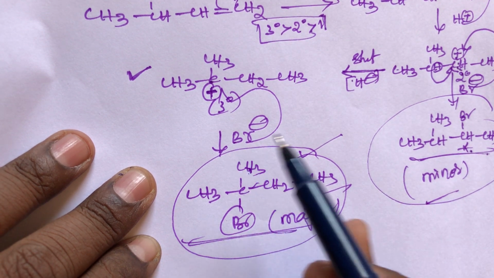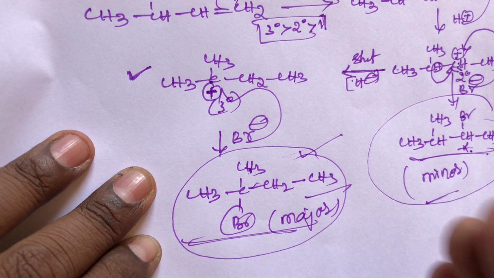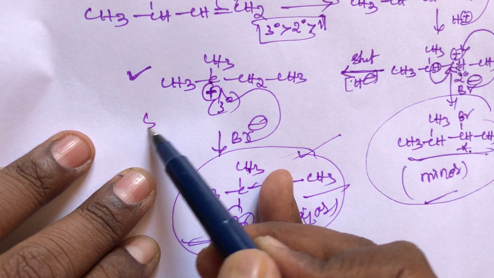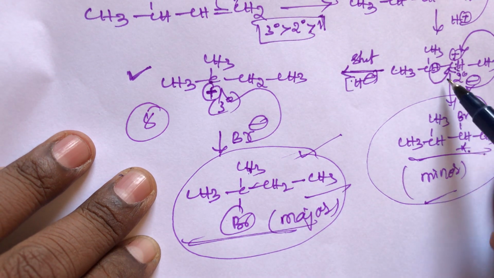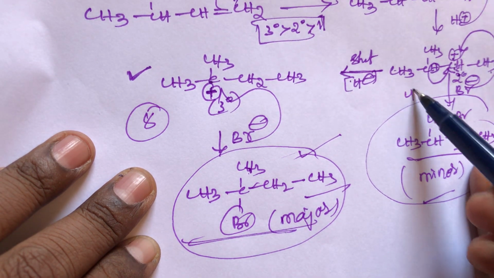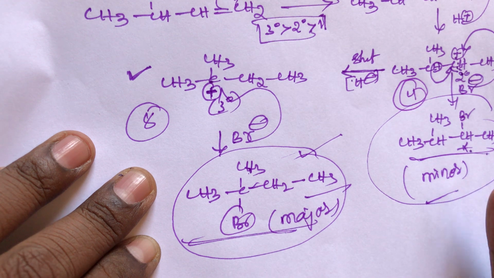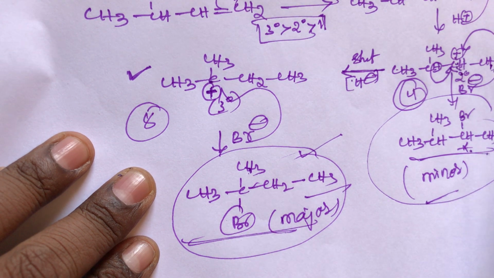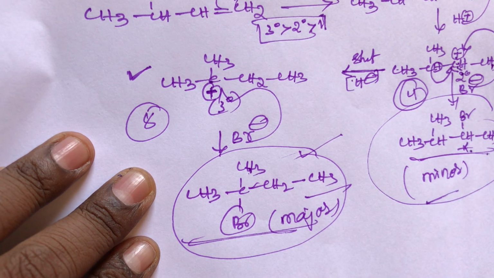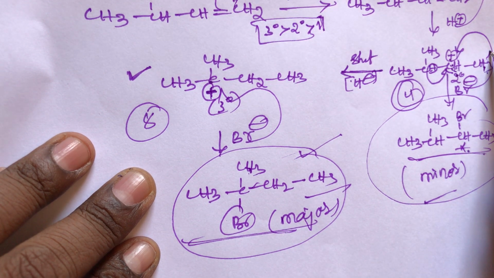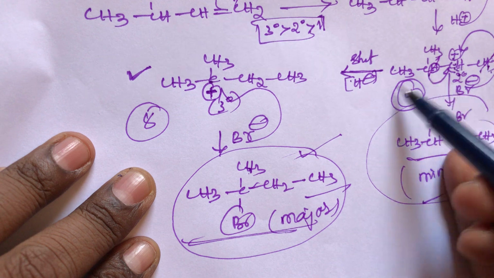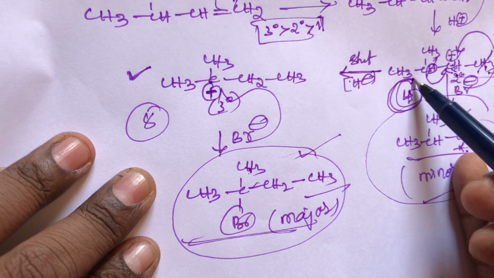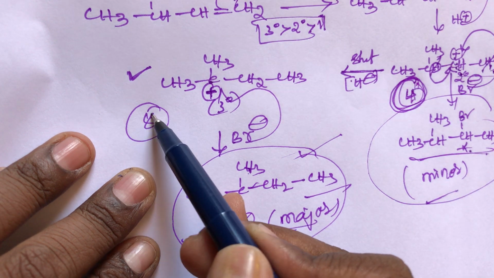Stability depends on hyperconjugation. We already did how to calculate hyperconjugation in a previous video. Here there are a total of 8 hyperconjugates, but in this compound there are only 4. How to calculate hyperconjugates? The carbon beside the positive charge is called the alpha carbon. This alpha carbon has alpha hydrogens, and the number of alpha hydrogens equals the number of hyperconjugates. Here 3 alpha hydrogens plus 1 alpha hydrogen, a total of 4 alpha hydrogens, equal to 4 hyperconjugates.